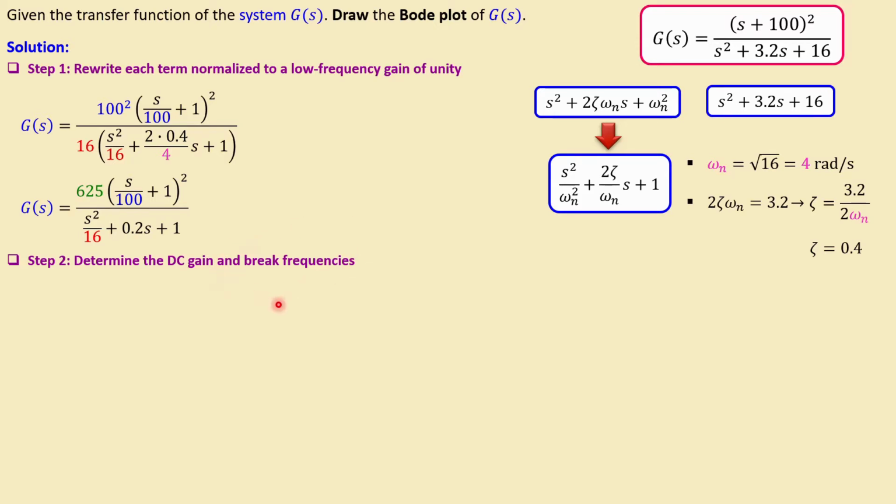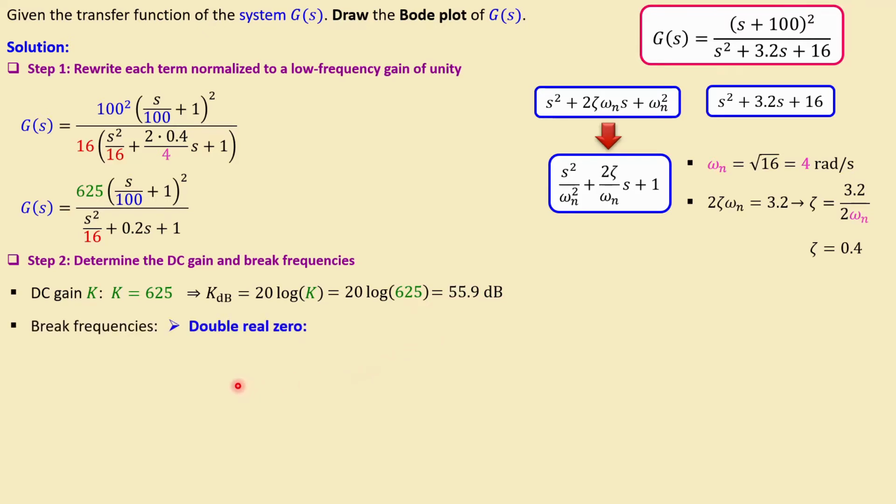And also the break frequency. We already have seen the break frequencies before, but let's repeat that here. The DC gain is what you determine directly from this transfer function by substituting s equal to 0. If you substitute s equal to 0, this will be 1, this will go, and this will go. So you only have 1 here in the denominator. You will get 625 times 1 squared over 1, which is 625. Now we need to convert that into dBs. We will use this formula for that, and that will be approximately 56 dBs, or 55.9 dBs.